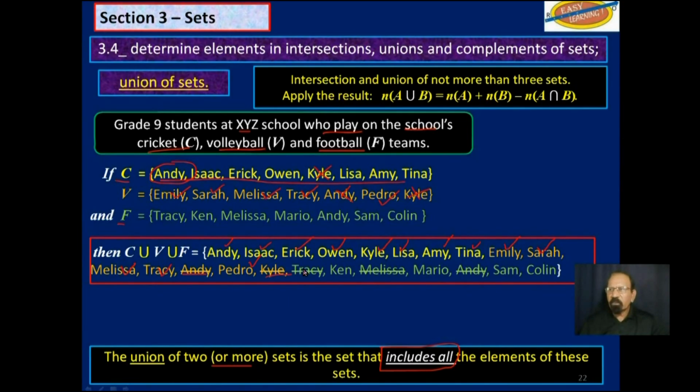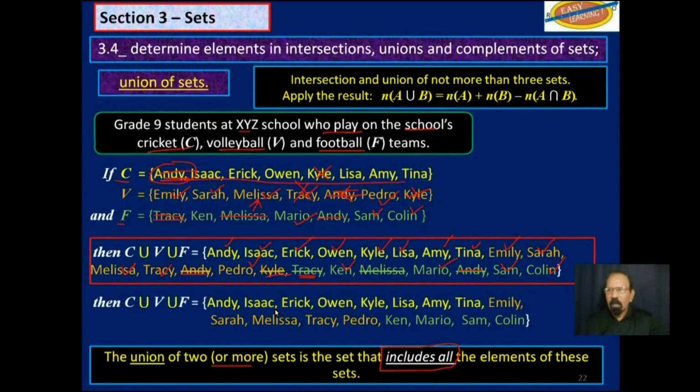Tracy is already listed up there, so we will not list her again. Ken is not listed anywhere, so we will now list Ken here. Melissa is already listed up there. Mario is not listed anywhere yet, so we will now list him. Andy is already listed once, so we wouldn't list him again. Sam is not listed, so we will list Sam. And Colin. So now when we look at the set of C union V union F, this is what we have: Andy, Isaac, Eric, Owen, Kyle, Lisa, Amy, Tina, Emily, Sarah, Melissa, Tracy, Pedro, Ken, Mario, Sam, and Colin.